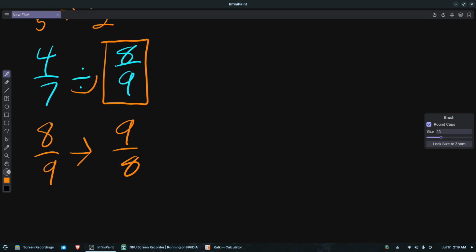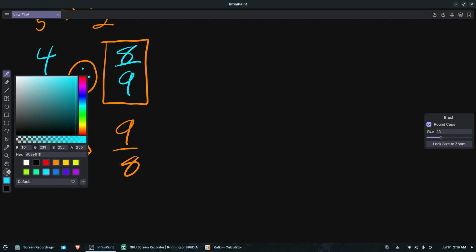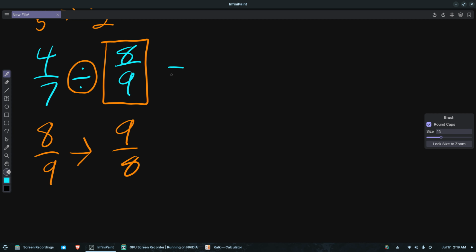And then we're also going to change this division sign to a multiplication sign as well for the next part of this process. So 4 over 7 does not change, but we change the division sign to a multiplication sign, and then instead of using 8 over 9, we use the reciprocal, which is 9 over 8. And now we just multiply these two fractions.